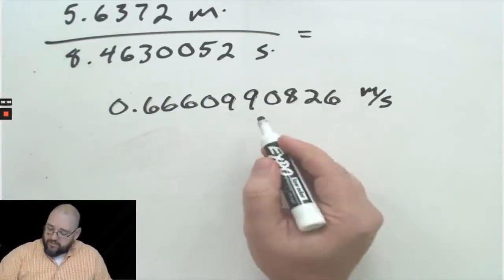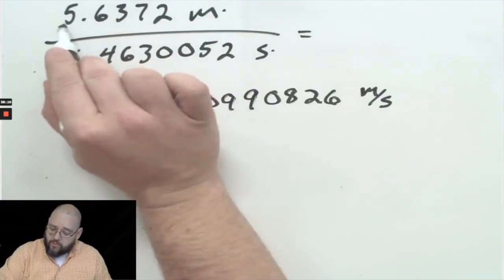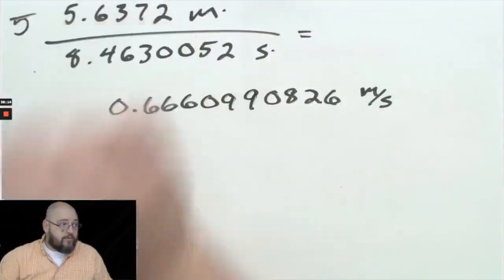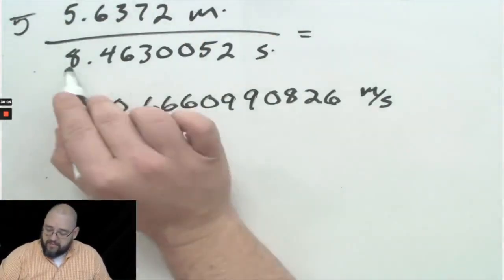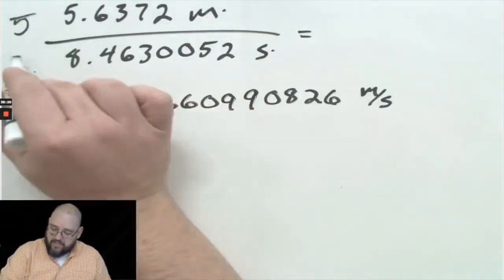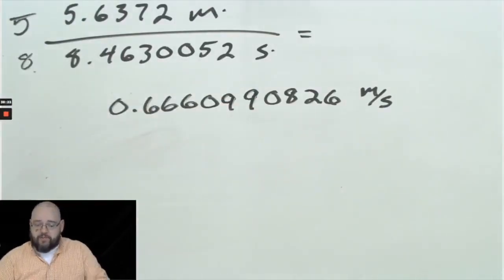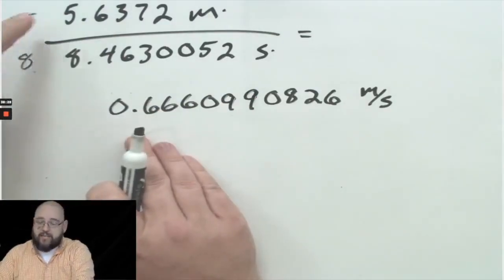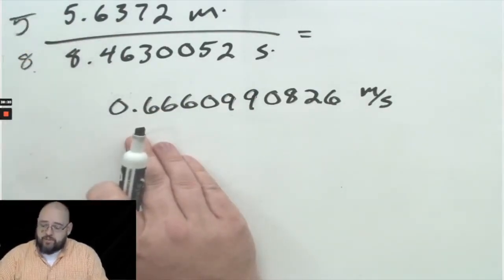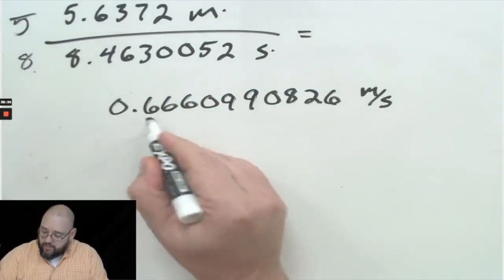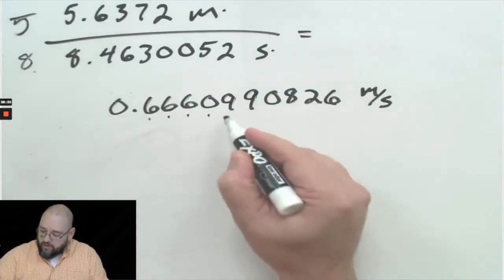Now if I look at this, this number has 1, 2, 3, 4, 5 significant figures. And this number has 1, 2, 3, 4, 5, 6, 7, 8. That has 8 significant figures. Well, 5 is less than 8. So my answer has to have the same number of significant figures as my number in the problem that had the fewest. My fewest number of significant figures was 5. So 1, 2, 3, 4, 5.